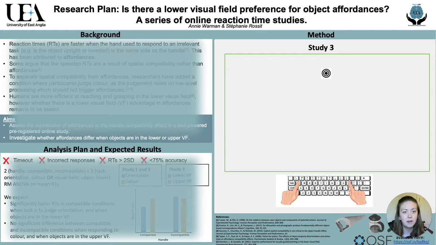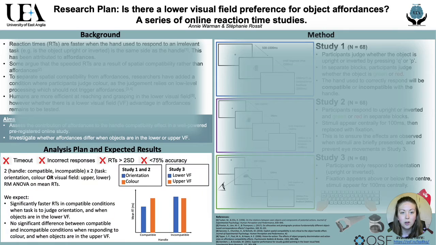So in study 3, participants will only respond to whether the object is upright or inverted. They will fixate either at the top or the bottom of the screen, and the object will briefly appear at the centre. So that's an example of an object appearing in the lower visual field and compatible with the hand of response.